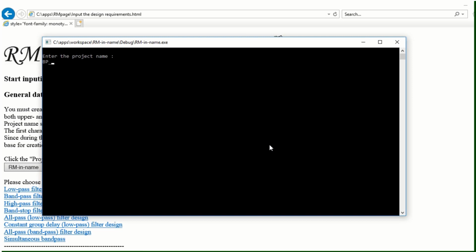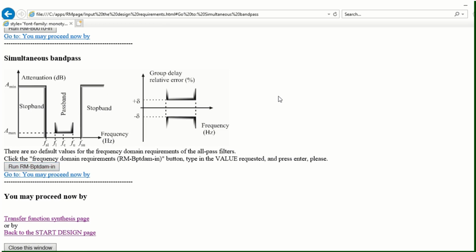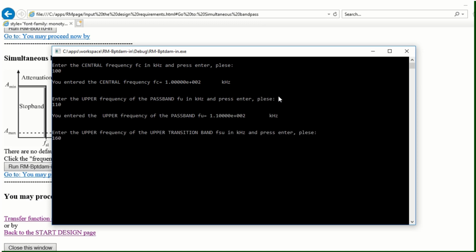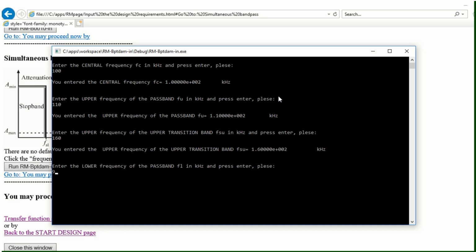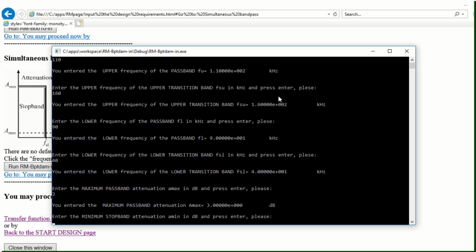which will be BP Simultaneous. Then we will proceed with the design requirements: 100 kHz central frequency, 110 kHz upper limit of the passband, 160 kHz lower limit of the upper stopband, 90 kHz lower limit of the passband, 40 kHz upper limit of the lower stopband, minimum passband attenuation 3 dB, maximum passband attenuation 3 dB, and minimum stopband attenuation is 40.